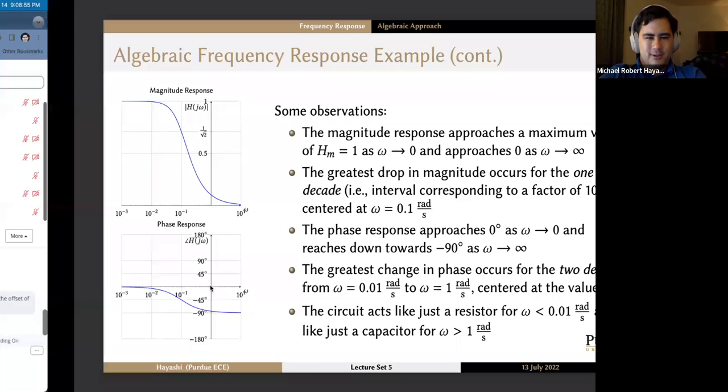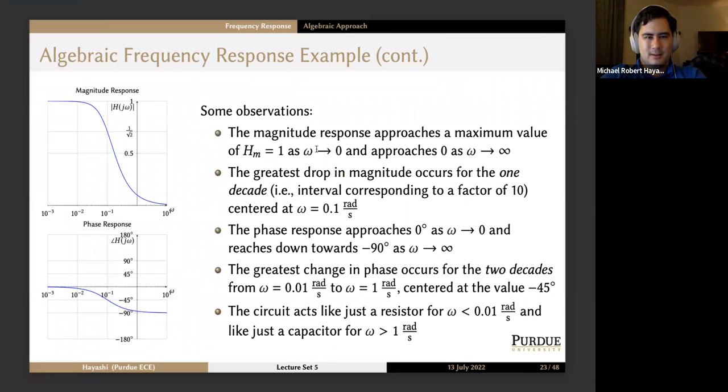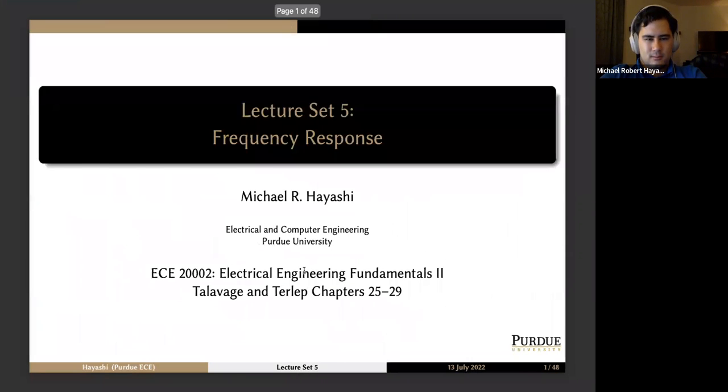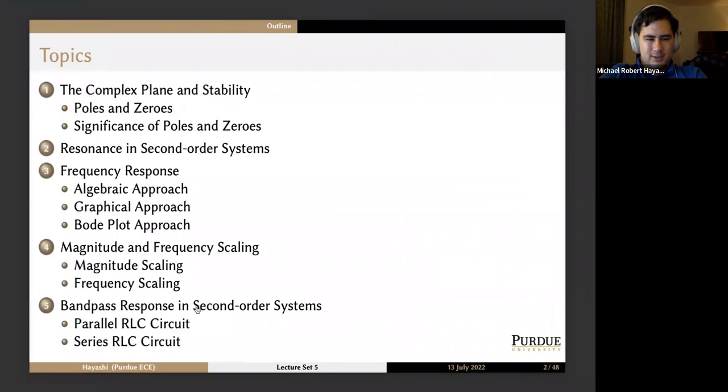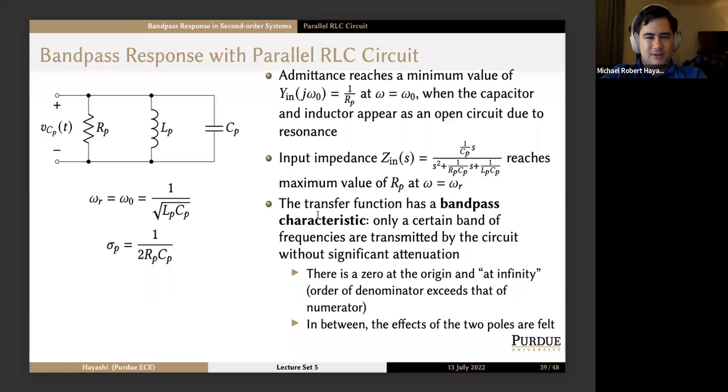So now what we're going to do is skip ahead to the bandpass response in parallel RLC circuits. So now we're going to talk more about RLC circuits.